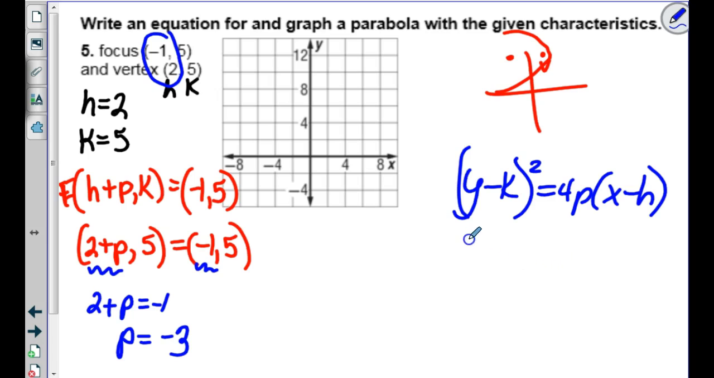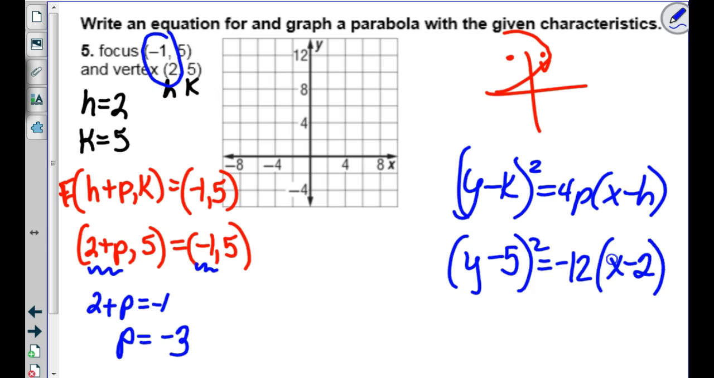Diego, can you put some numbers in? What's k? K is just 5, right? So it's going to be y minus 5. 4p. Okay, everybody, this is where we ran out of steam last time. 4 times -3. Woo, good job. Okay, x minus h would be x minus 2.